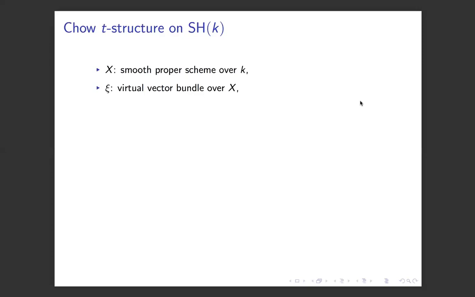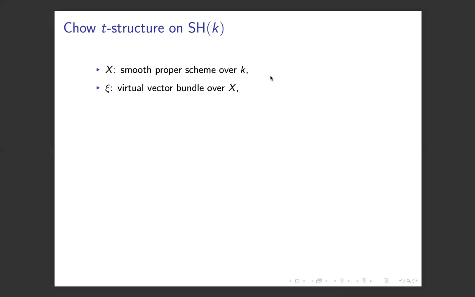We define a t-structure on it, and we prove the equivalence as stable infinity categories, but preserves the t-structure. Then we identify the heart, and we do some other work. So now we think we can extend this t-structure, which we call the Chow t-structure, on the whole category. So here is how it goes.